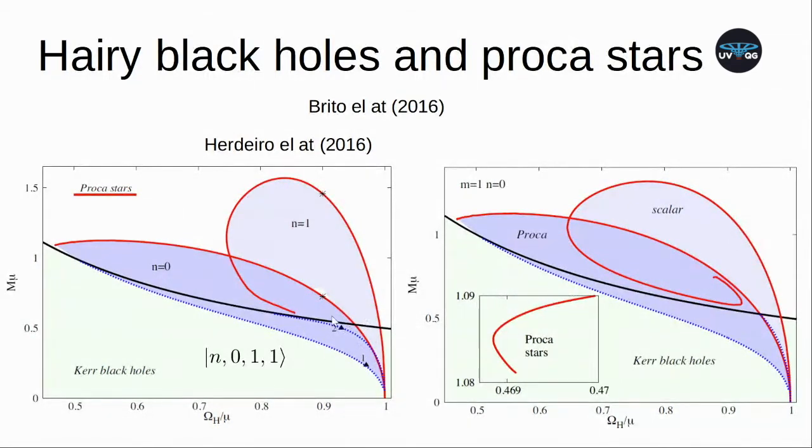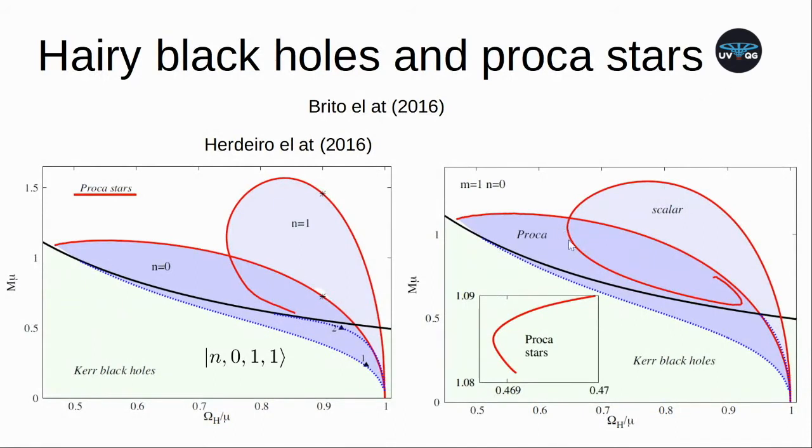So the same analysis that we did for the existence lines, we can also apply here. Here we consider the domain of the hairy black holes with Proca hair, compared with the case of the hairy black hole with scalar hair. And here we also have the same behavior. So the Proca solution happens for a wider range of this angular velocity, and this happens because the superradiant stability is stronger for the Proca case than for the scalar case.